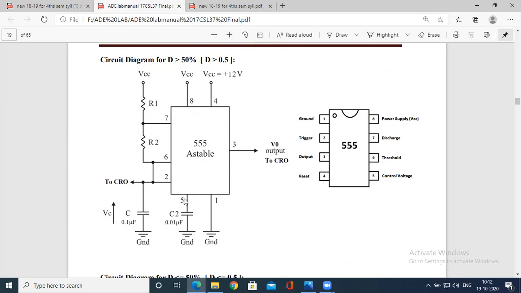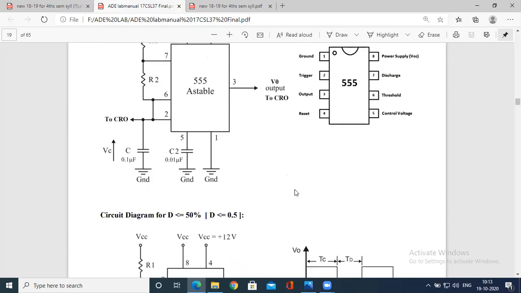Similarly, pin number 5 is connected to a 0.01 microfarad capacitor, and the other end is grounded. Pin 1 always, by nature, has to be grounded for the 555 timer. Pin number 3 is always the output. You can see it here. If you remember this pin diagram to an extent, the circuit design is quite easy.